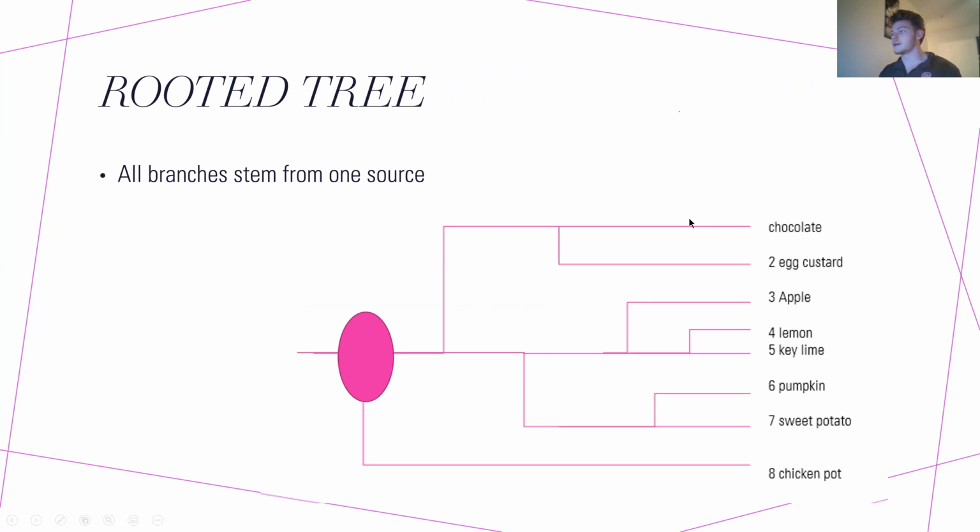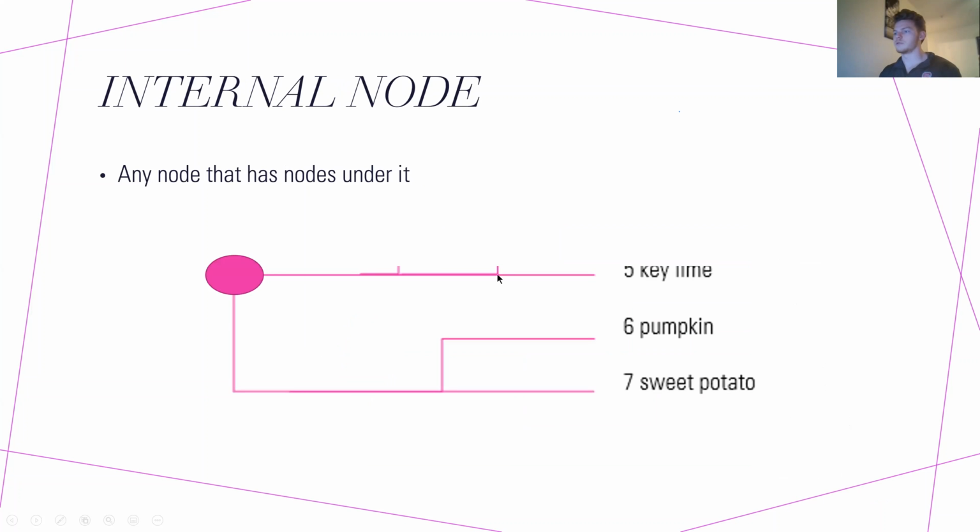Okay, a rooted tree is what this is. It all branches from one source. It doesn't split off into 2 and become different things. It all branches back to one original common ancestor, which we will see in a bit.